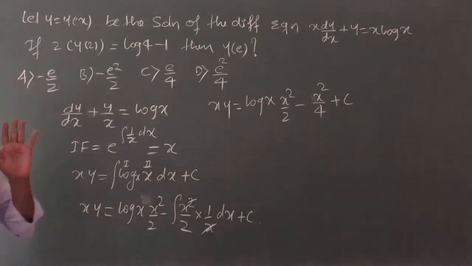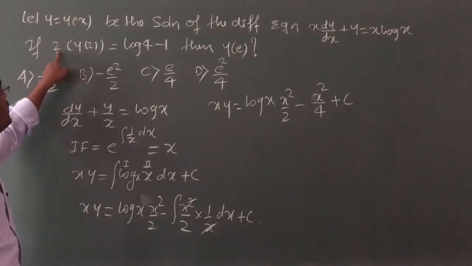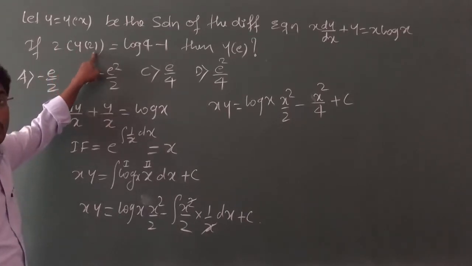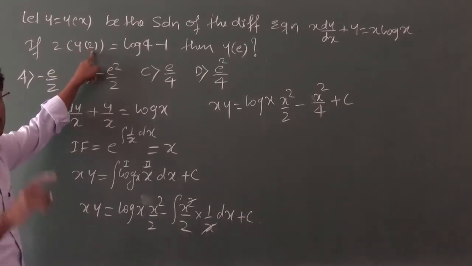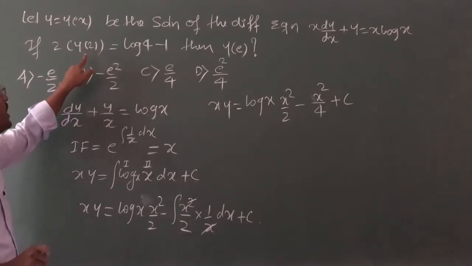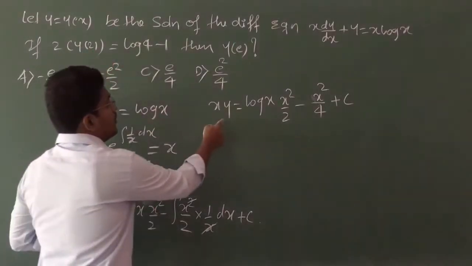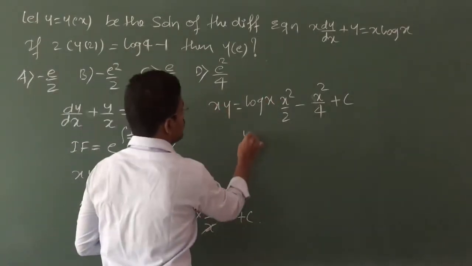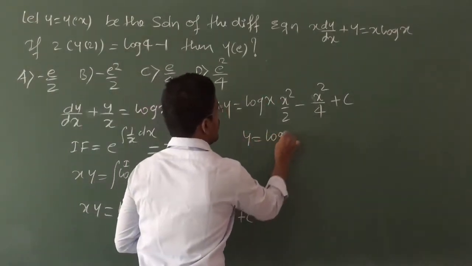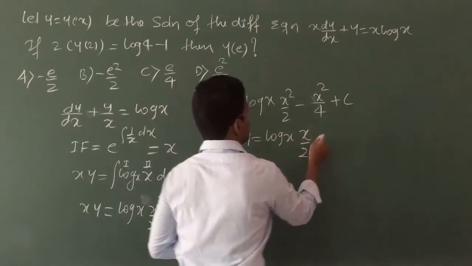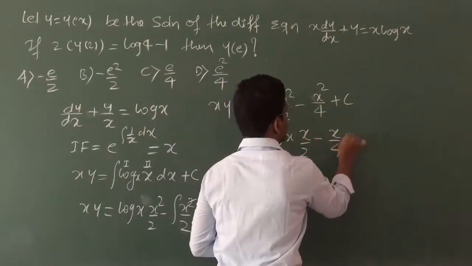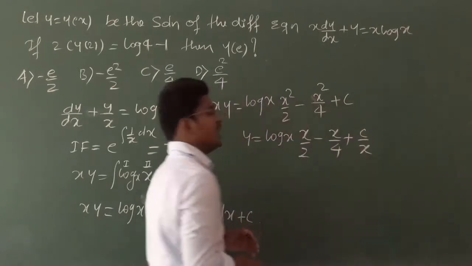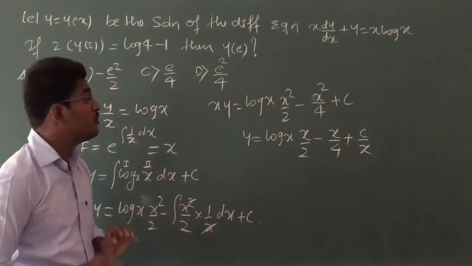So now they have given the solution. What is the solution? See here, 2 times of y of 2. That means y of 2 is equal to 1 by 2 times of log of 4 minus 1. Clear? So before going to this, you take x common and cancel, you will get y equal to log x by 2 minus x by 4 plus c by x. Clear? You will get this term, no problem.